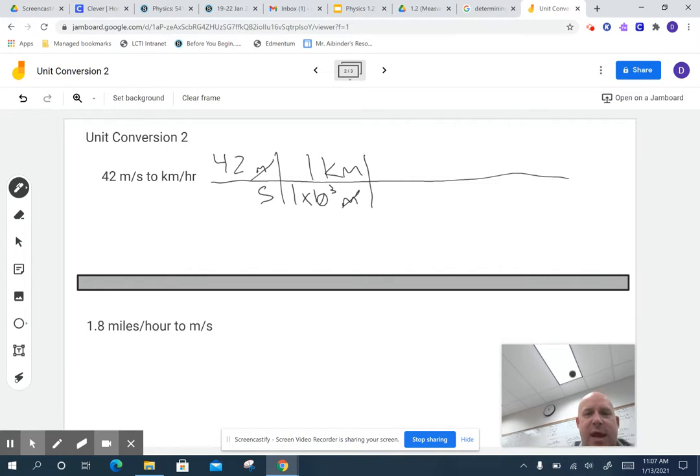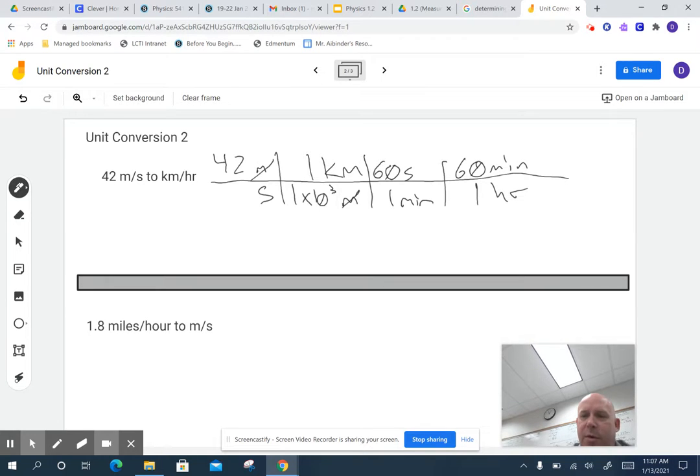Now we need to change the seconds to hours. Well, let's do it a little bit at a time. We know that 60 seconds is 1 minute, and that 60 minutes is 1 hour, okay? You can do it that way if you choose. Now we have kilometers per hour because the minutes cancel, seconds cancel, meters cancel. So what you do is 42 times 60 times 60. Okay, and it's just divided by 1.